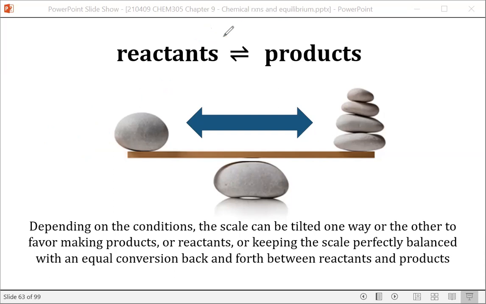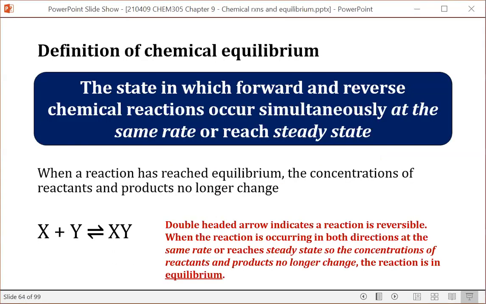And if both directions occur at the same rate, so that neither side is gaining products or reactants, then we say the chemical reaction is in equilibrium, or it's balanced. And so you wouldn't get a scale tilting one way or the other. Every time reactants are converted to products, at the same time, some products are converted back to reactants.